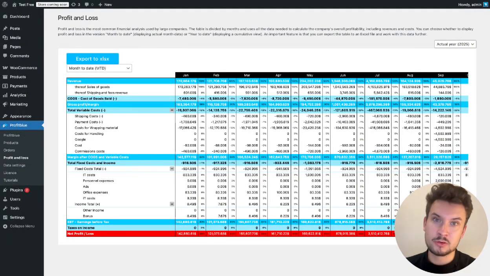Maybe you've been asking what net profit actually is and what the difference is between net profit and net margin.